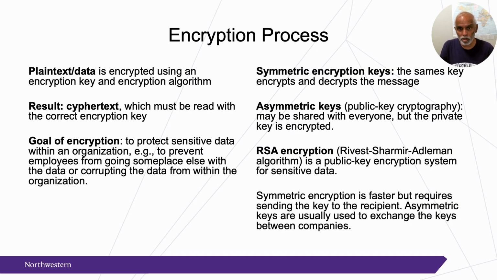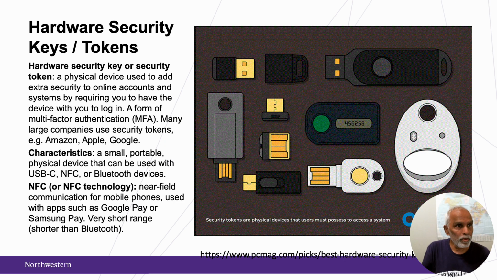Symmetric encryption is faster but requires sending the key to the recipient. Asymmetric keys are usually used to exchange the keys between companies. Okay. There is an important idea I want to bring out: we need tools. We can't just go and encrypt to do all these things ourselves. So there are some important tools that are available.